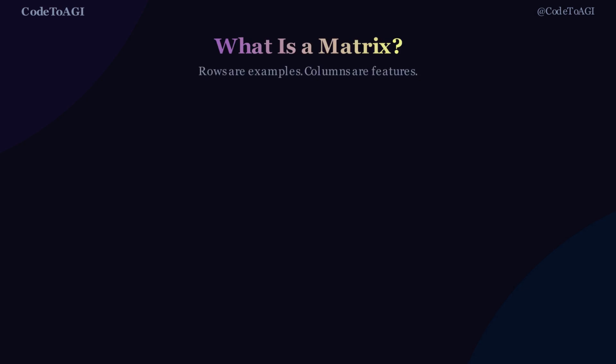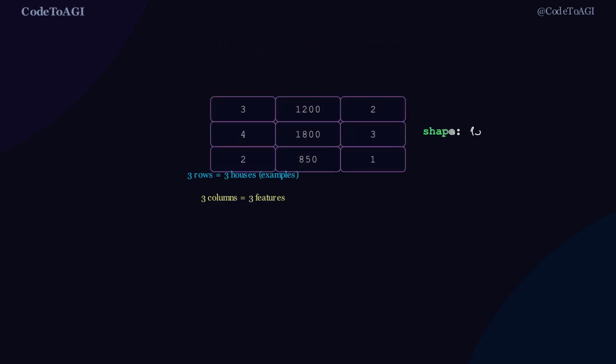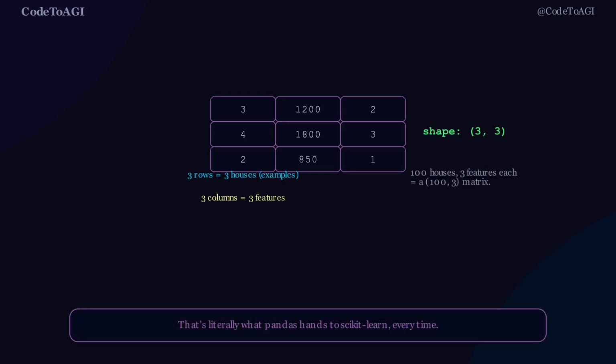If a vector is one row of data, a matrix is your entire dataset. Rows are examples. Columns are features. One object holds it all. 100 houses, 3 features each, is a 100 by 3 matrix. That's not an abstraction. That's literally what pandas hands to scikit-learn. Every dataset you'll ever load becomes a matrix before a model touches it.